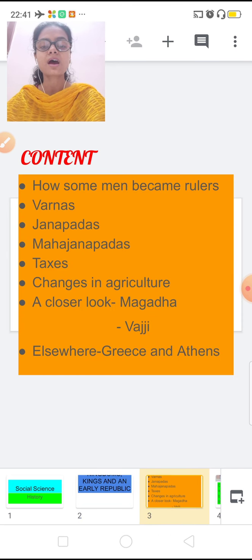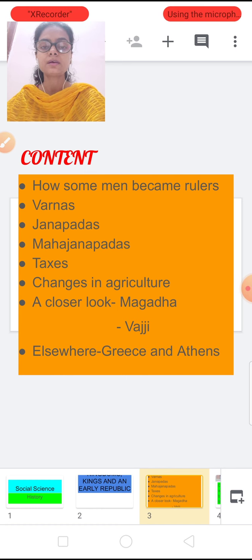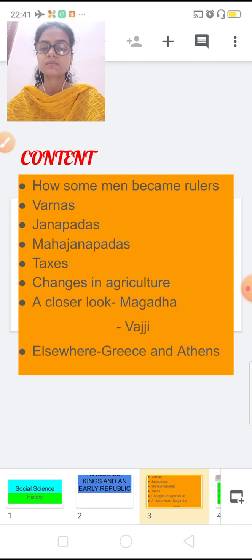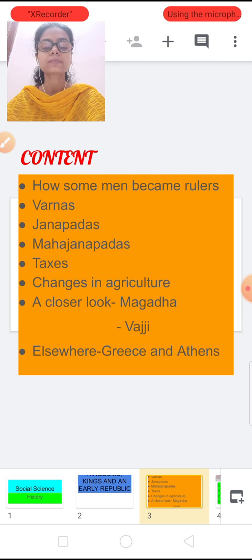Here we have the chapter content lines. First, how some men became rulers. Second, Varnas. Third, Janapadas. Fourth, Mahajanapadas. Fifth, taxes. Sixth, changes in agriculture. Seventh, a closer look: Magadha, Vajji, and last, elsewhere, Greece and Athens.